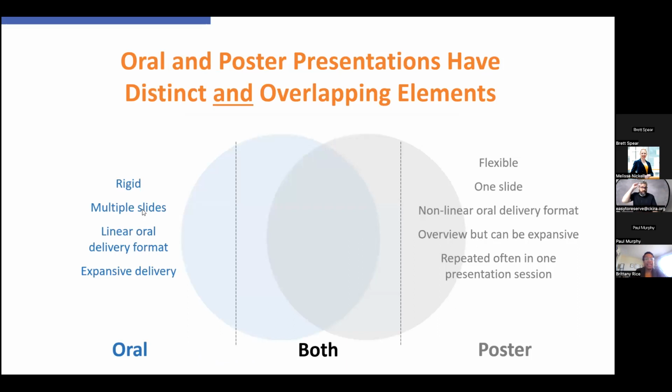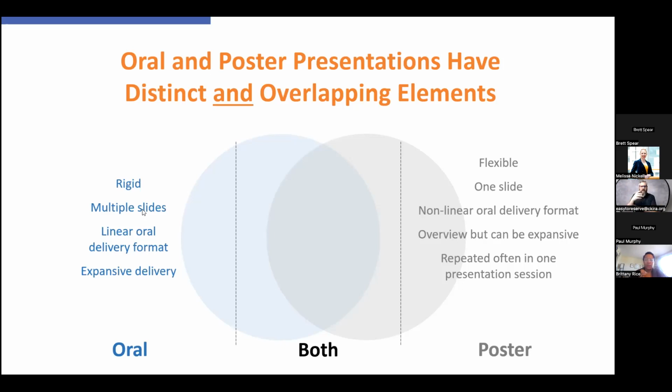Now, in science, there are two types of presentations, these being oral presentations and poster presentations. There are many commonalities and many differences with these types of presentations. The differences include the number of slides utilized to deliver the talk and the manner in which the talk is given. When generating presentations, it's important to consider the level of conformity and the format for the talks.